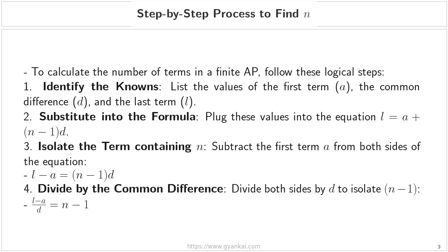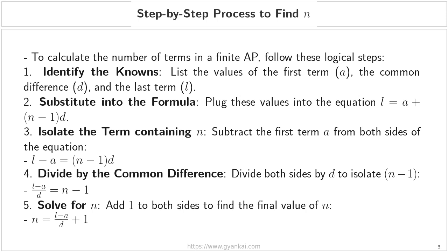Fourth, we need to divide by the common difference. To get closer to isolating n, divide both sides of the equation by d. Now, the left side becomes the fraction L minus a all over d, and the right side is simply n minus 1. Finally, the fifth step is to solve for n. To get n all by itself, just add 1 to both sides of the equation. This gives us our final handy formula: n equals the fraction L minus a all over d, plus 1.